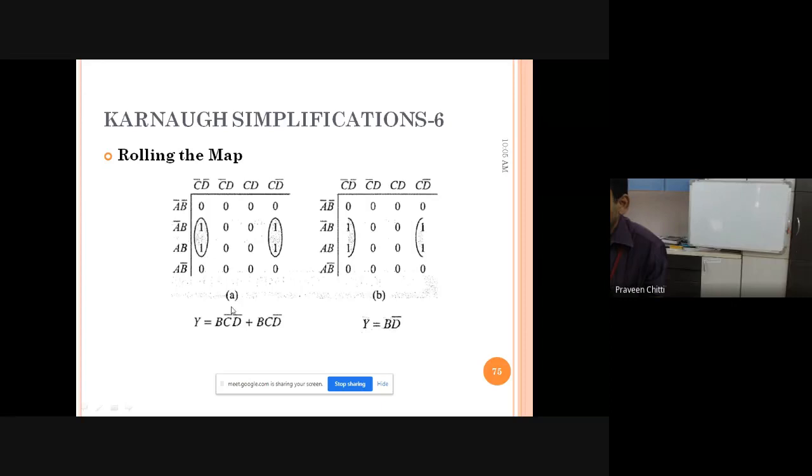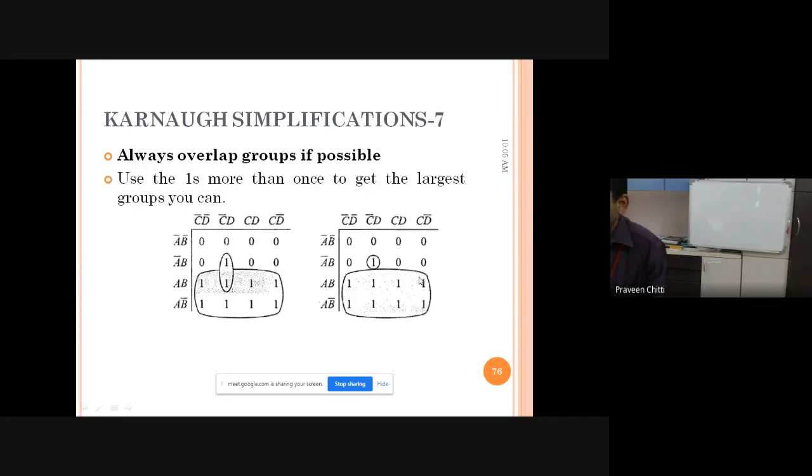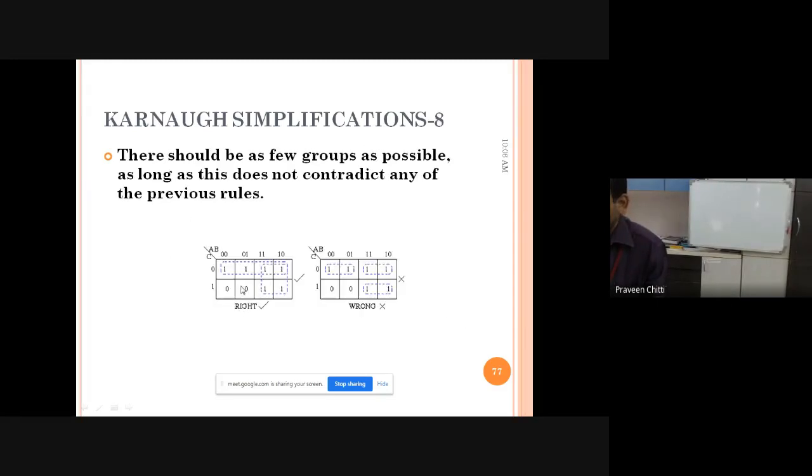You can form 2 pairs and you will get this answer, but instead of forming 2 pairs you can form 1 quad, because rolling is possible and you can get only 1 term like this. This is also correct, but this is not the optimal solution. To get the optimal solution you have to form the bigger group. Here you can form one octet, and there is one single one remaining, but you should not encircle that single one. You can try to form a pair like this. This is the right way of doing it.